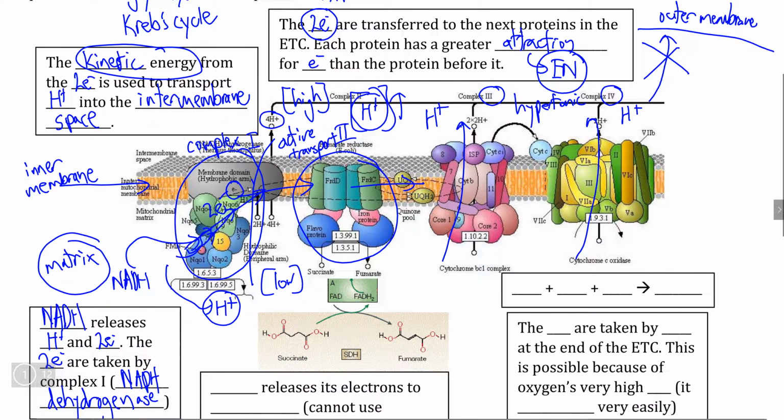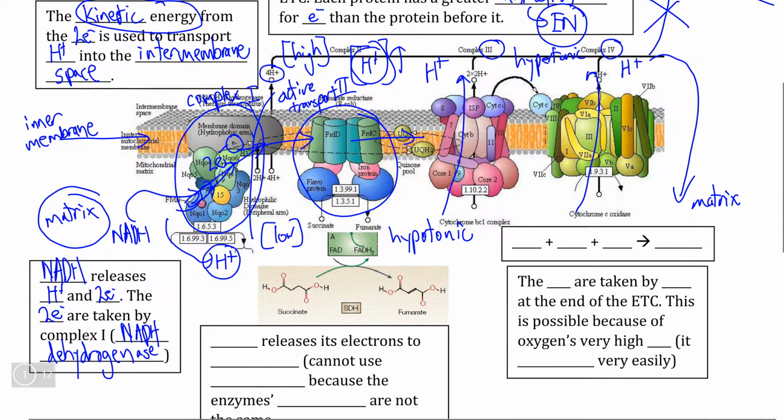And as a consequence of this, all of this H plus eventually wants to diffuse back into the mitochondrial matrix, because as the concentration of H plus decreases, these transport proteins are creating a hypotonic environment, which will naturally make the H plus outside want to diffuse back inside. But that's a subject for the following video.